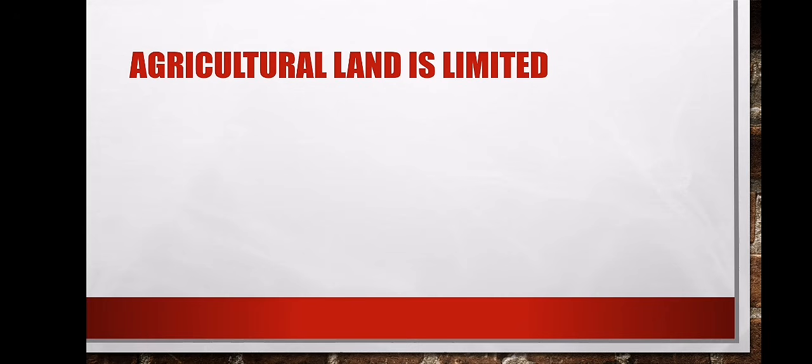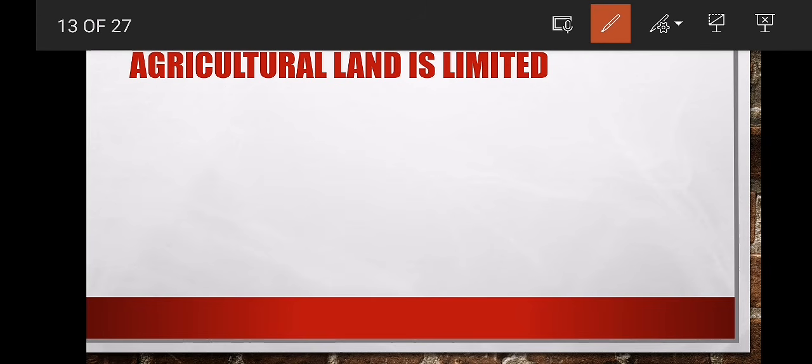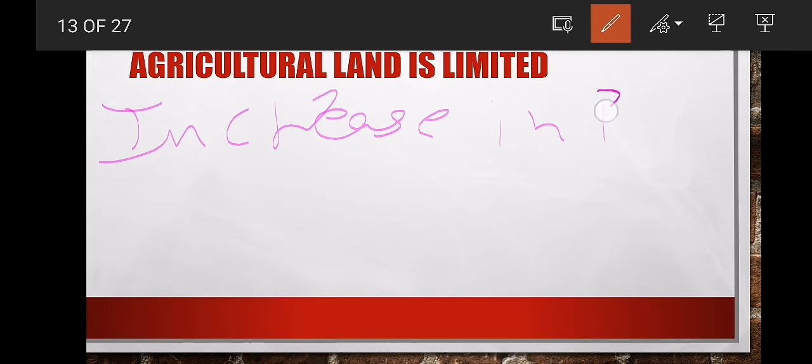is limited. With this one we say the land that can be used for farming is getting lesser and lesser. You have to ask yourself a question: why the land that can be used for farming is getting lesser and lesser? One, it may be because of an increase in population.